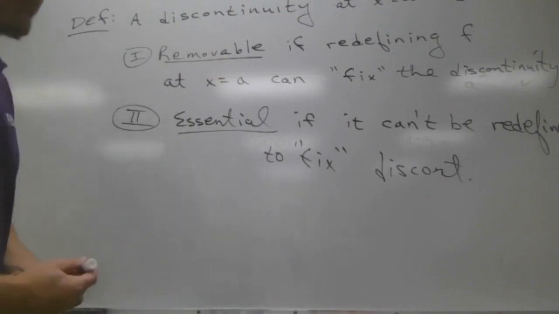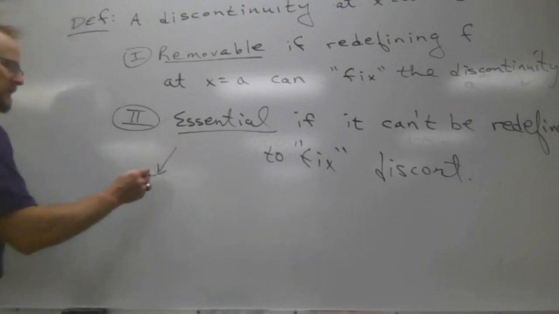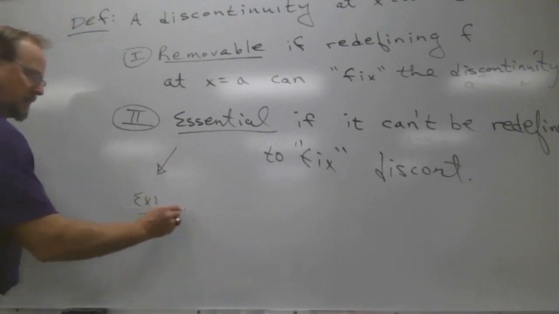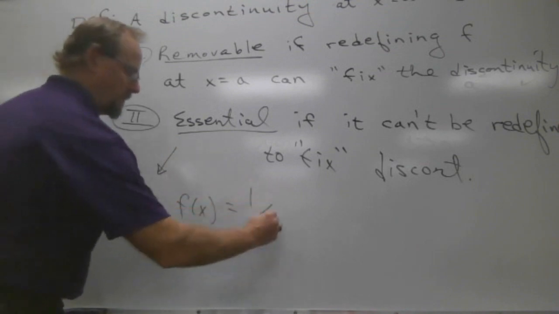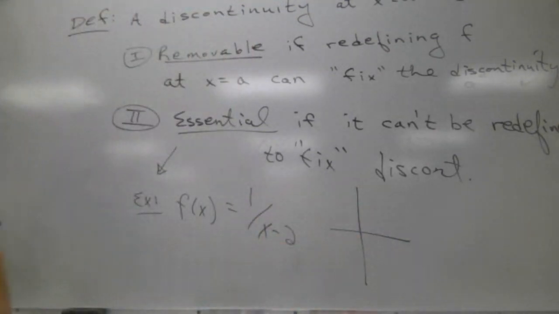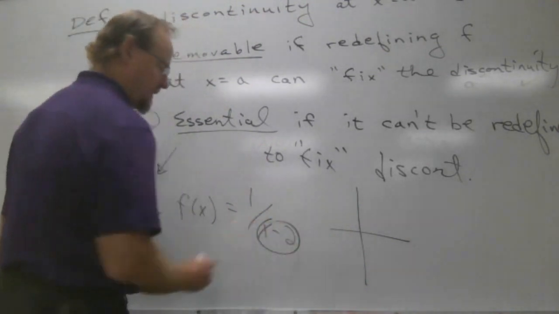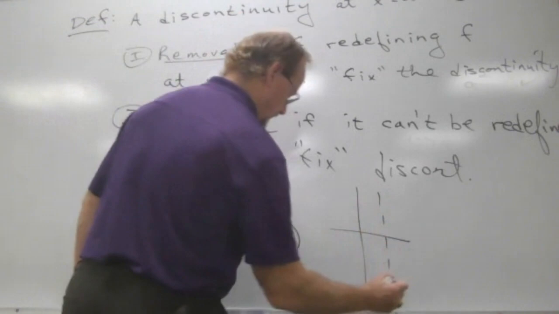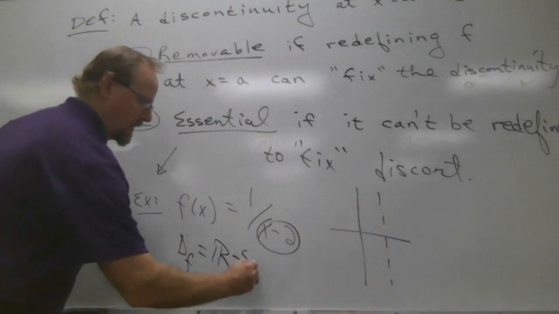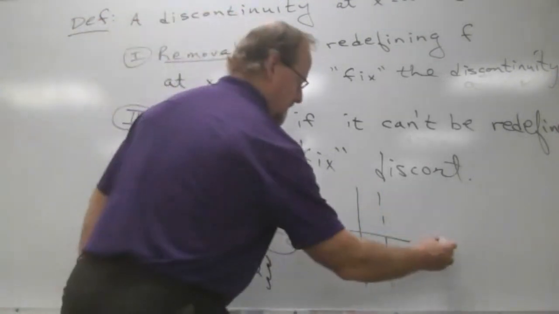Let's just look at another example. If I have f of x equals 1 over x minus 2, what does that look like? Let's draw the graph. What type of shift is that of the 1 over x? It's a right shift, because you plug in 2 to get 0 in the denominator. So at x equals 2, the domain of f is all reals except 2, and that's going to be a vertical asymptote.